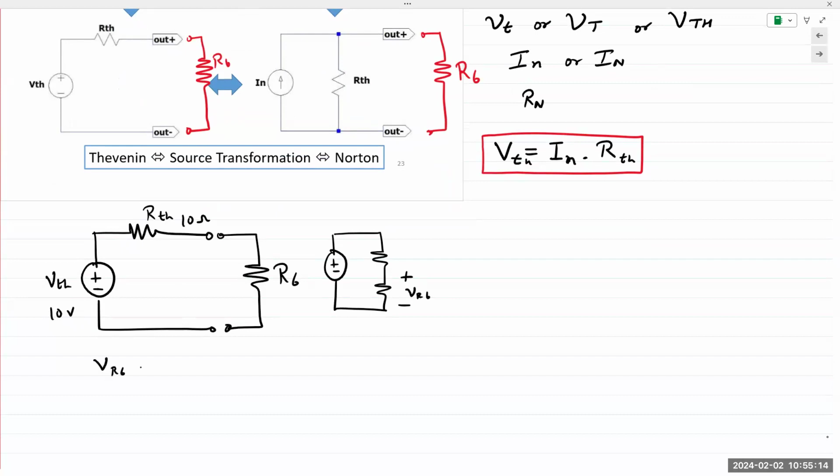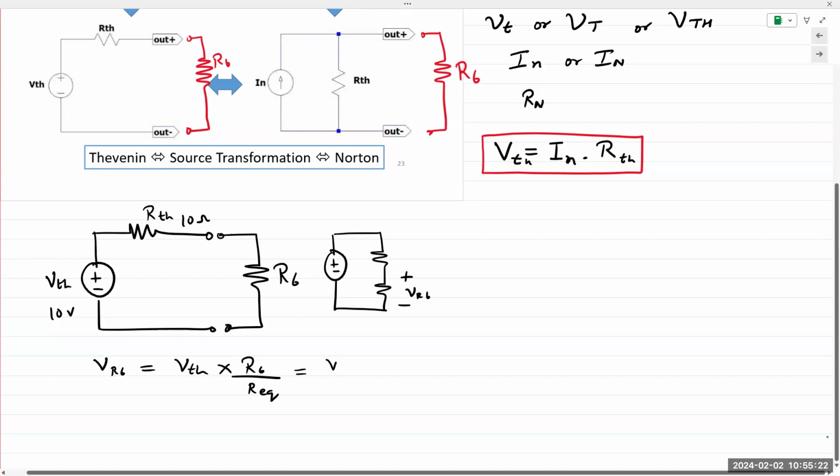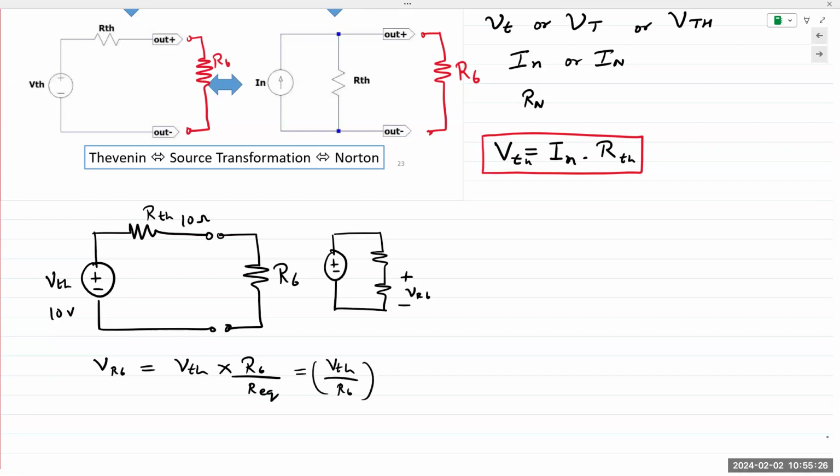VR6 is simply VTH times R6 over REQ. Plug this into a spreadsheet or a software. You can plug in like 1,000,000 values of R6. It would give out all the values for VR6 in one step.